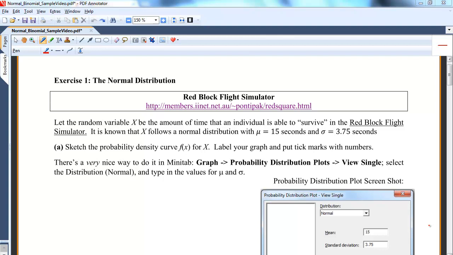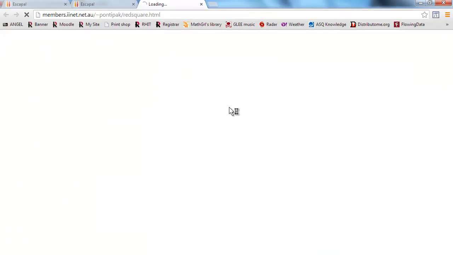So we imagine that we're training students, let's say for flight school, and we're going to give them a hand-eye coordination test. And the better they do, we're going to say you're more likely to end up going to our flight school. This is just a free program I found online. It's called the Red Block Flight Simulator. That's what we call it anyway. And let me take you there.